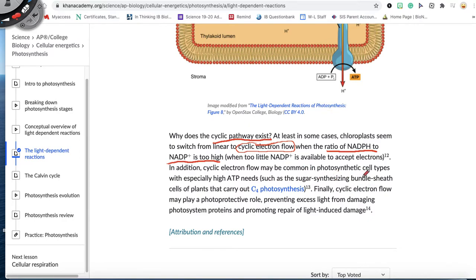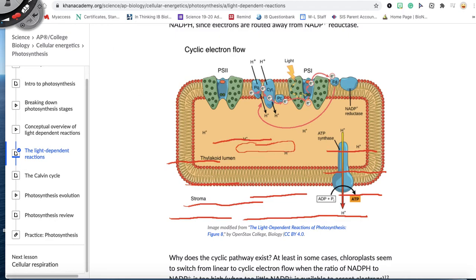Also, like I was saying before, some photosynthetic cell types require really high amounts of ATP to synthesize the sugars, and we call these the C4 photosynthetic plants. And finally, cyclic electron flow may play a photoprotective role, preventing excess light from damaging photosystem proteins and promoting repair of light-induced damage.